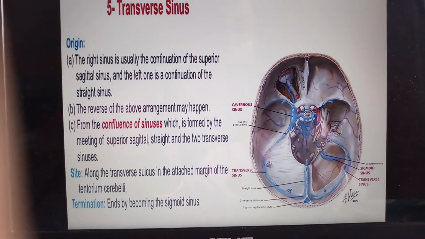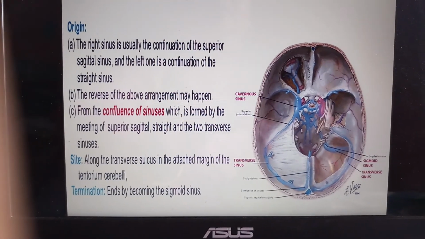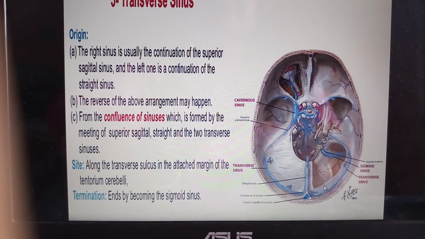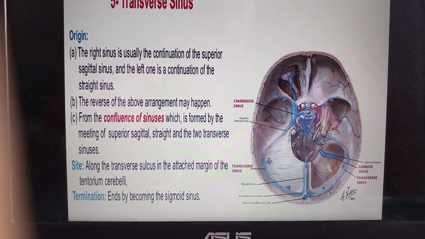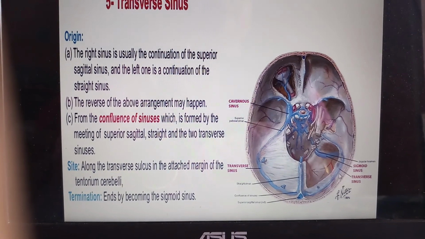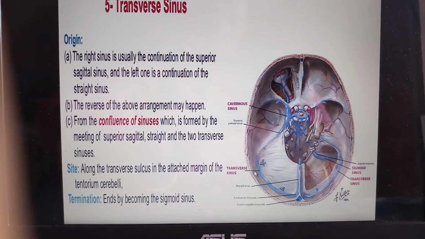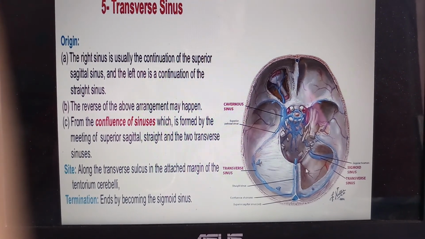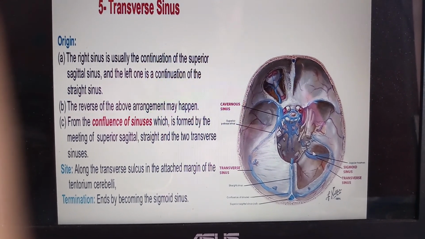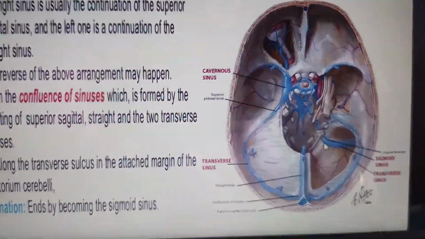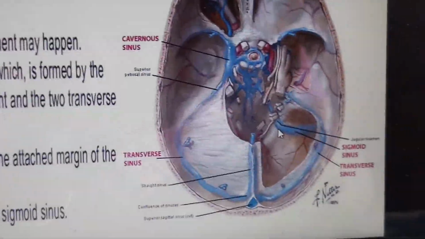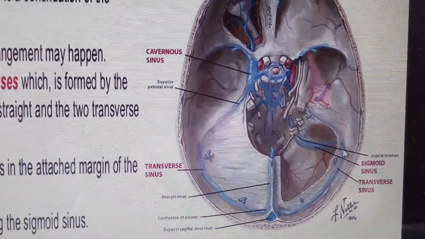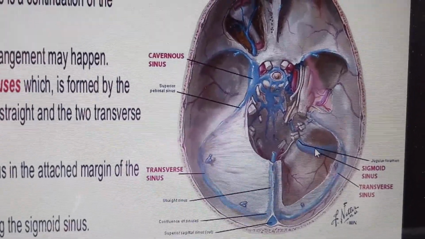So let me show you the course. This is the transverse sinus of one side, and this is the transverse sinus of the other side, the right transverse and the left transverse, and here is the tentorium cerebelli. One part of the tentorium cerebelli has been cut open and removed here, and we can see the transverse sinus being continued as the sigmoid sinus.